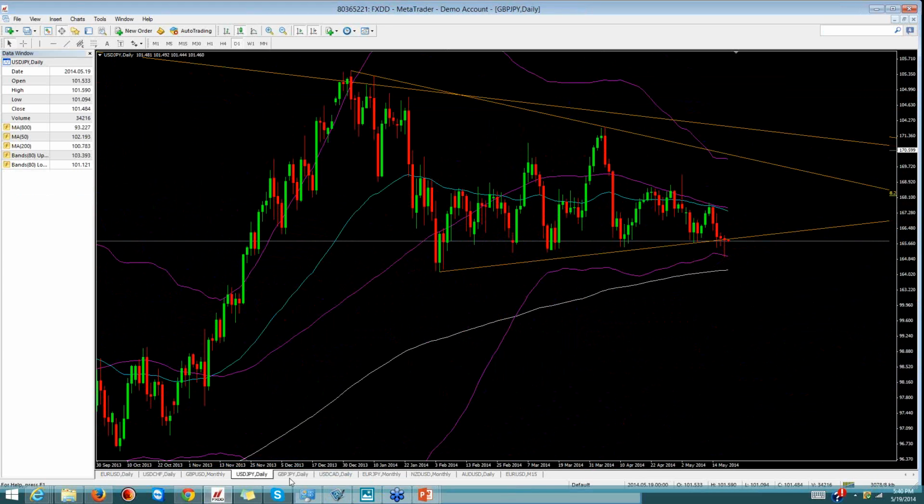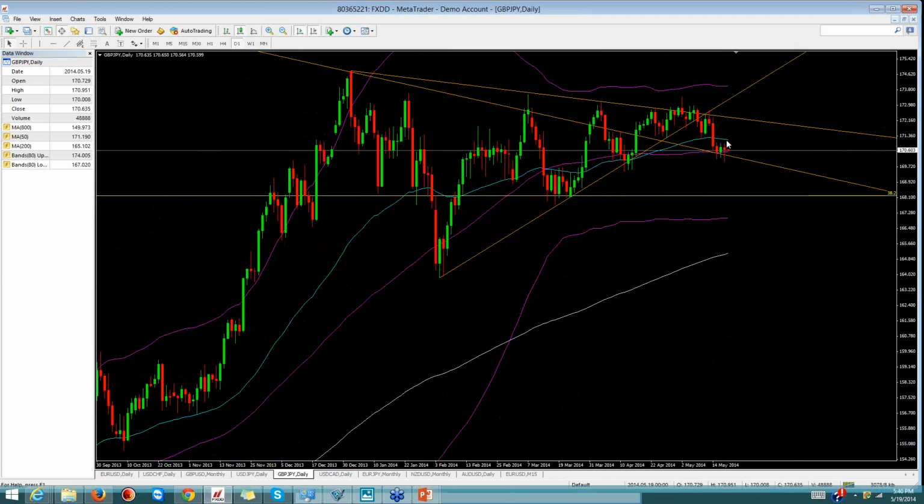So looking at the pound yen, pound yen is definitely in a consolidation, 1, 2, 3 bars in consolidation here. We're going to look for consolidation here, bounce off of 171.19, which is the 50 MA, and perhaps a push down here on the pound yen.